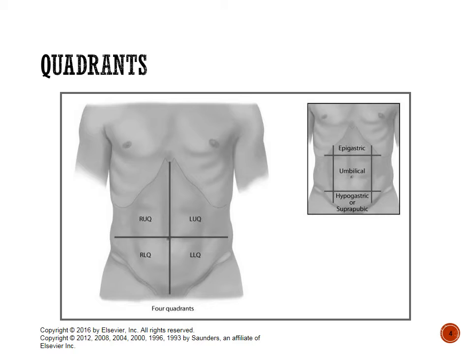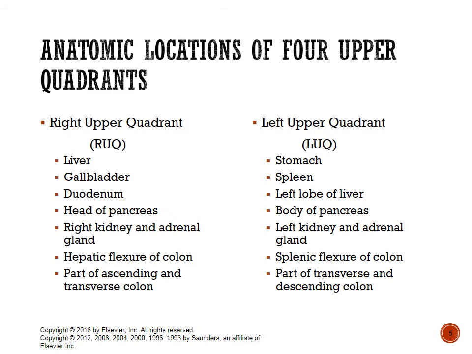If it's right in the middle at the top, we call that the epigastric region. If it's around the belly button, that's the umbilical area. And then down below the umbilical area, above the pubic bone, that's going to be the suprapubic or hypogastric. So these are mainly just for documentation purposes. But you can see there's several things located in each quadrant.